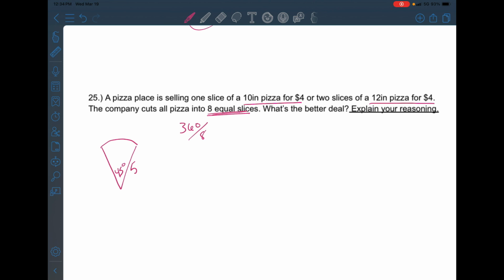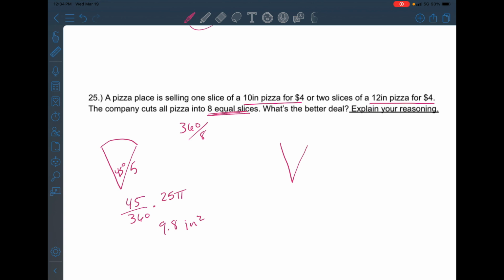And so I'm going to find the area now. So once I do 45 divided by 360 times the area, so 25 pi, you get 9.8. And this would be inches squared.